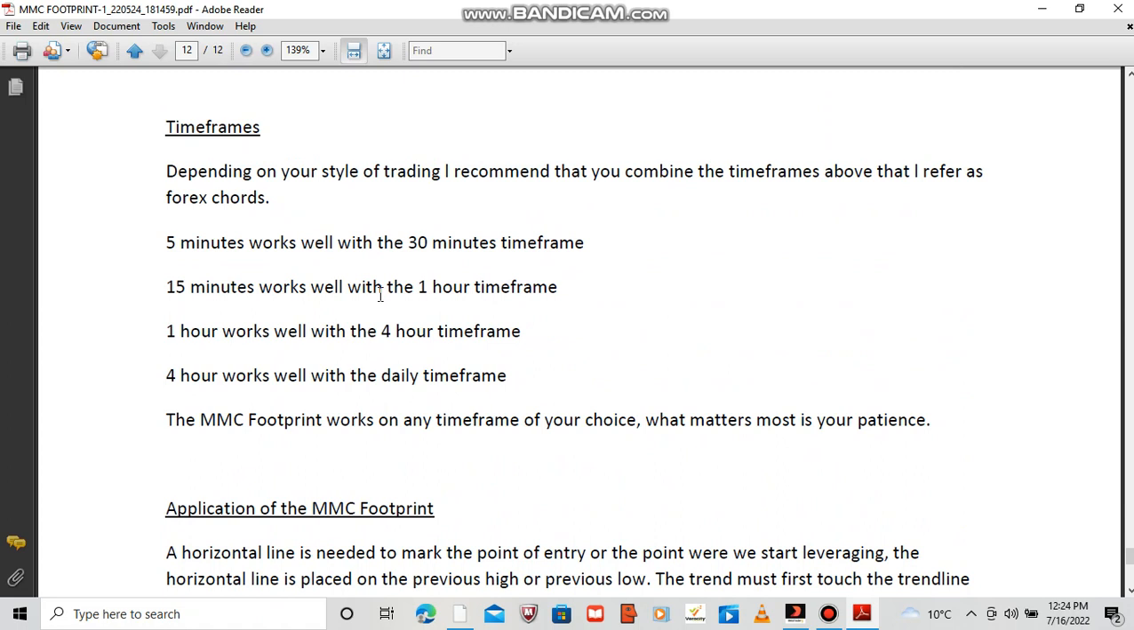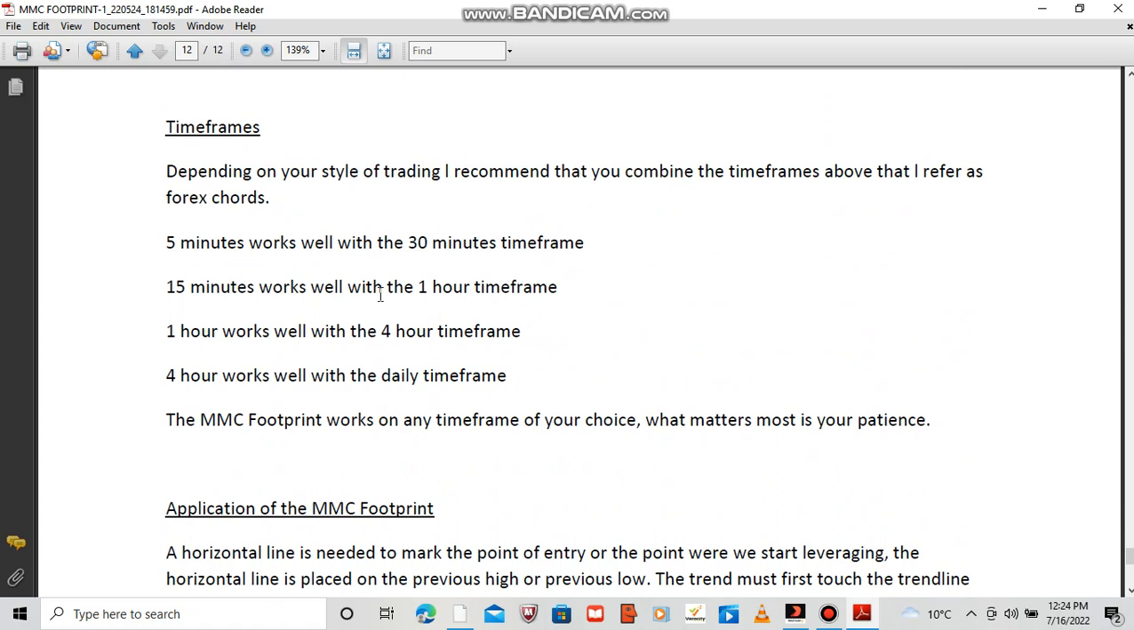The last part, which is actually the most important one, because I want you to understand: this book does not include the MMC footprint strategy. It is not included in this PDF. Here it is just a simple way of understanding the market, the trends of the market, and how the market moves and works. But our strategy, which will help us implement the trading, is not in this PDF.